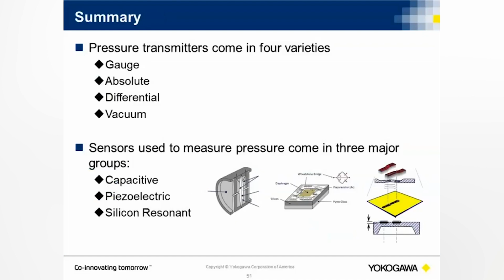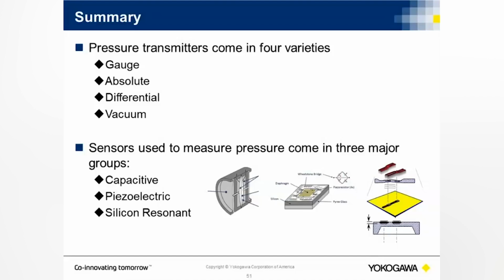So I'll give a brief summary of some of the points that were discussed today. We started off with a discussion on pressure transmitters and the different types of ways that pressure is measured. Gauge, which uses atmospheric pressure at sea level as the reference. Absolute pressure, which uses perfect vacuum as a reference. And the differential, which takes the difference of the high and low sides of the transmitter.